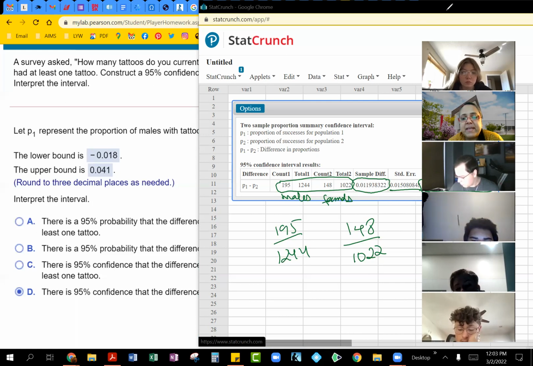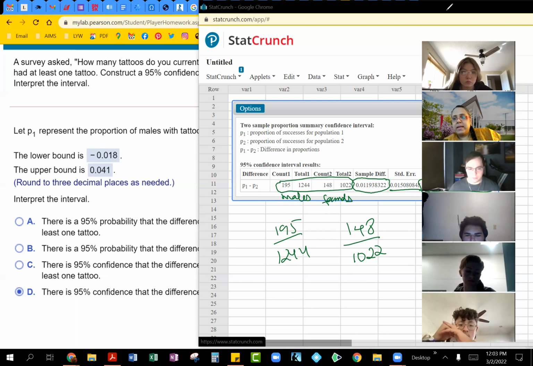Is there a significant difference in the proportions of male and female who say that they have at least one tattoo? Okay, Cody, I see you're saying no. Anybody else? What are you leaning with? Is it option C or option D?